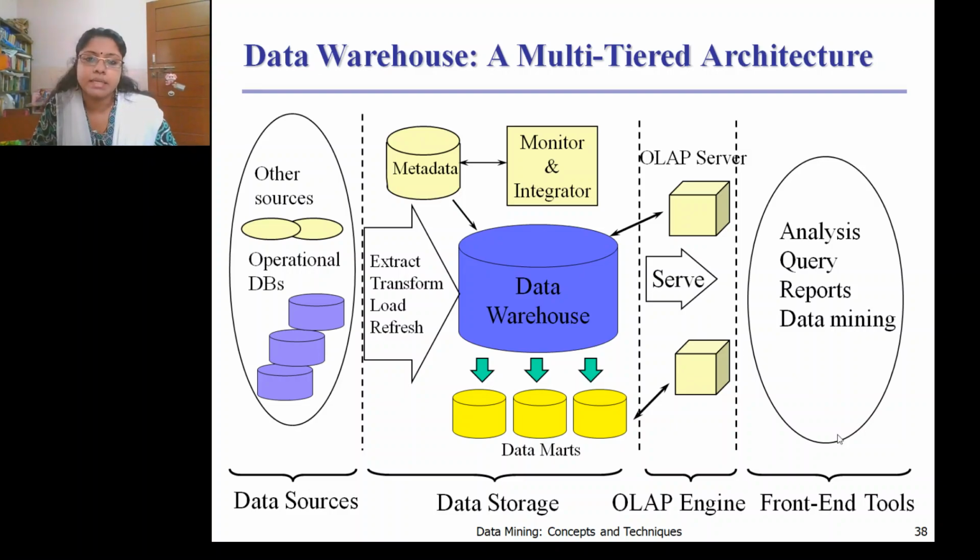So you can see that a data warehouse is a multi-tiered architecture where the data sources will be there, and after performing the ETL, extract, transform and load, the data will be loaded into the data warehouse. In the data storage itself, you have different specialized components, that is the data marts, and the metadata is also present, and in the OLAP engine, the OLAP server is there. Finally, after doing the OLAP operations, the result will be given for analysis, querying, reports, and also for performing data mining operations. So these are about the multi-tiered architecture.